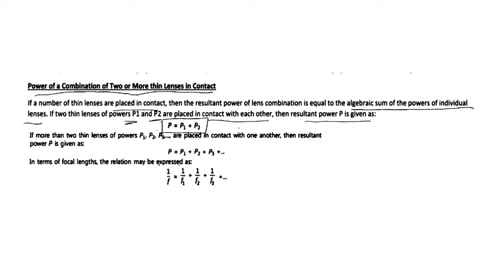Now, if you are given the individual focal lengths, you are not given the powers, then you will apply this formula 1 upon f is equal to 1 upon f1 plus 1 upon f2 and so on. Clear? Remember, we need to apply the sign conventions according to the lens given. If you are given a convex lens, we need to apply positive focal length. If you are given a concave lens, then we need to apply negative focal length.